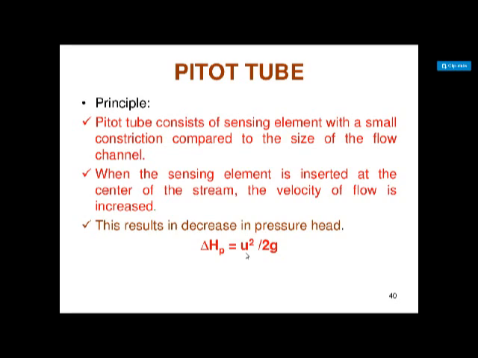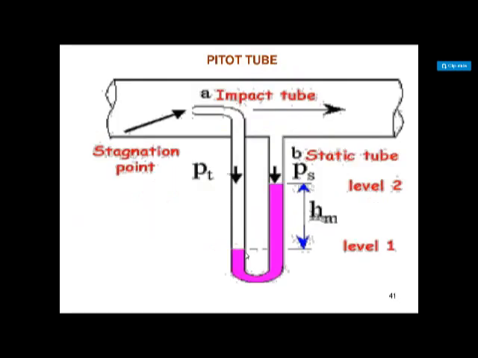So this is the principle of the pitot tube: it consists of a sensing element, and that sensing element is inserted at the center of the stream. Due to that, there is a sudden increase in the velocity, and due to that there is a decrease in the pressure head, and that pressure head is measured. And as soon as the pressure head is measured, the flow is determined accordingly. So this is the principle.